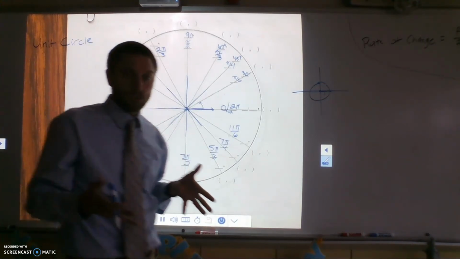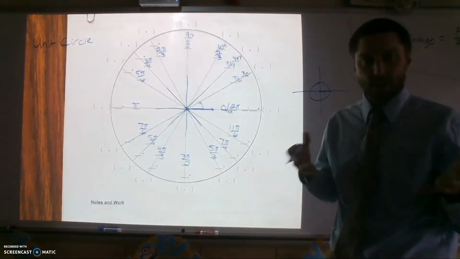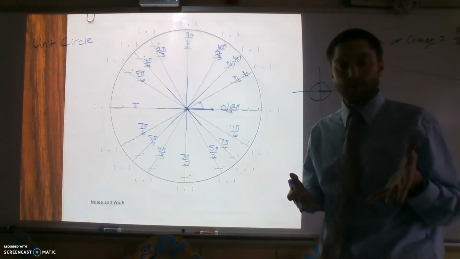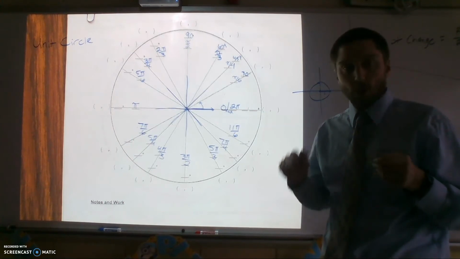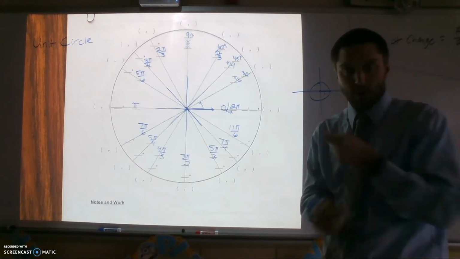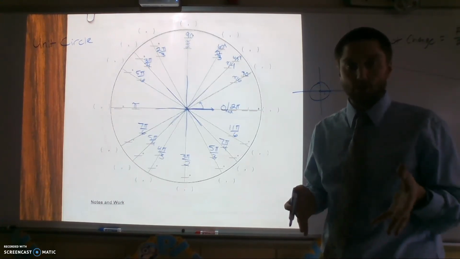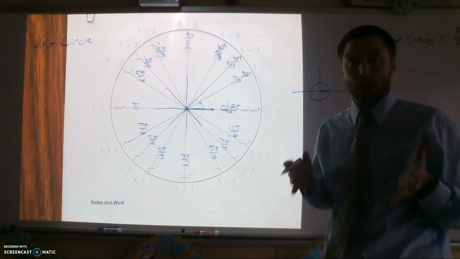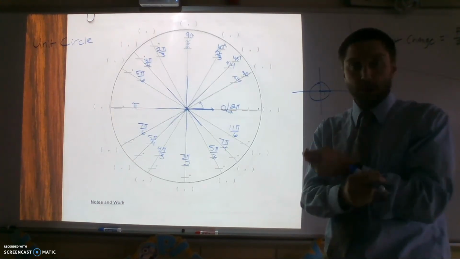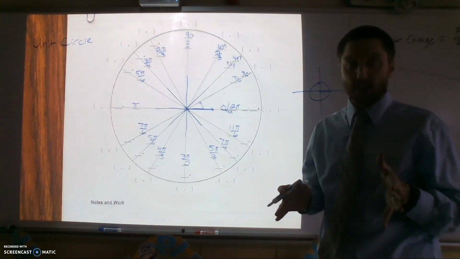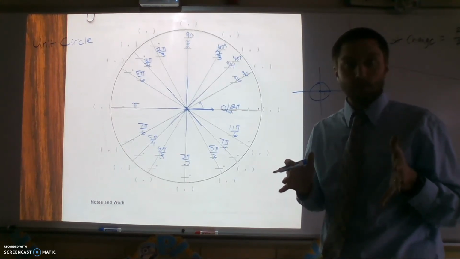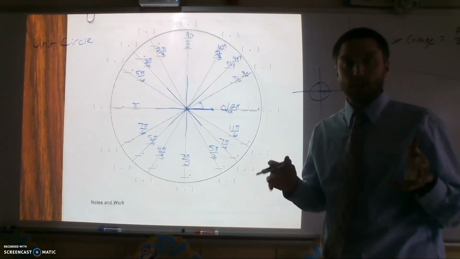Okay, so that is a huge piece of memorizing the unit circle, just remembering where those numbers come from. Okay, so here's what I want you to do. On the back of this piece of paper is another blank unit circle. I want you to pause the video, flip the paper over, and without peeking, see if you can fill in all of these angles. So don't peek.